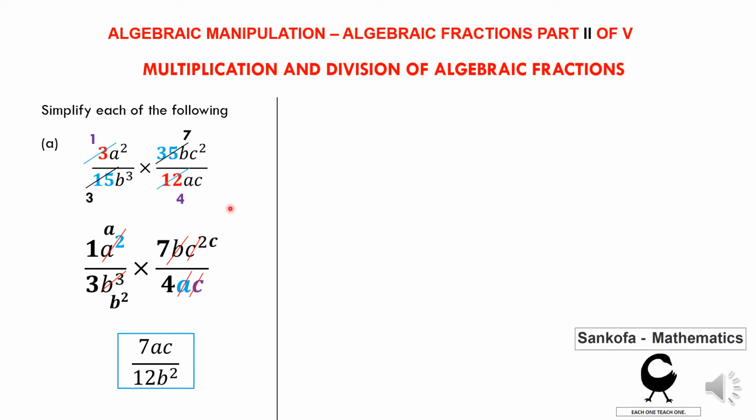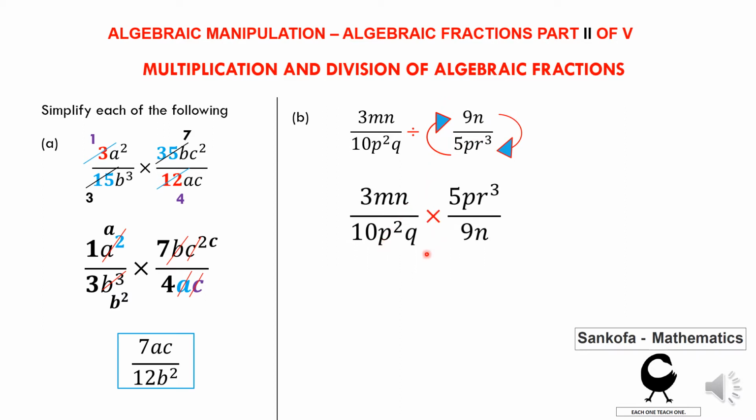Alright, so let's bring in another one where there is a division sign. What you need to do is take the reciprocal of the fraction that follows the division. That means you swap it: the numerator becomes the denominator and the denominator becomes the numerator, and then you change the division to a multiplication. Then you are basically back to what we did in the previous question.